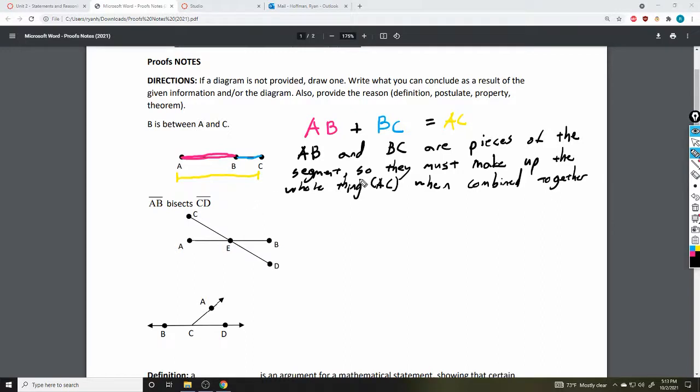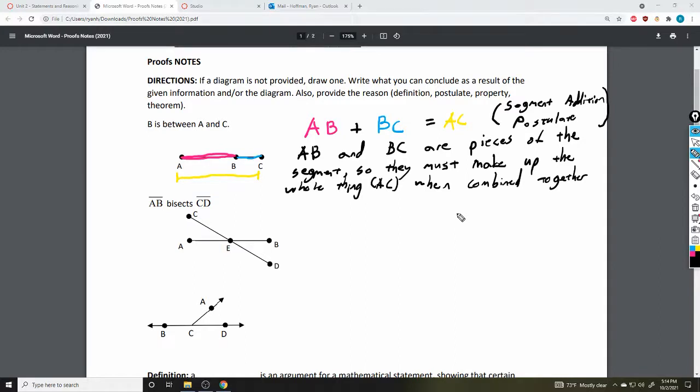And if you want the shorthand name for that, we called it the segment addition postulate. But if you're saying that, you need to say that exact wording, segment addition postulate. And that is just the shorthand way of expressing this entire sentence, which is basically saying that the pieces should add together to make the whole thing.